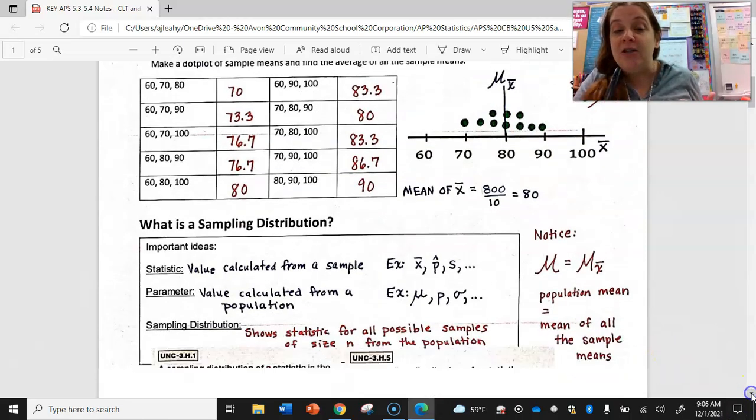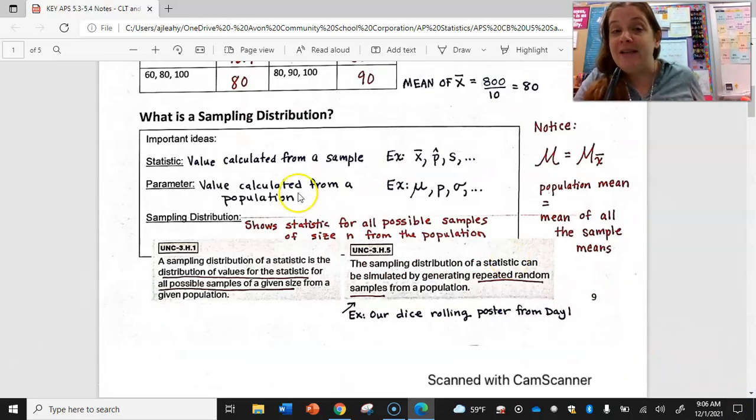So a sampling distribution is basically like this. We start with a statistic. A statistic is a value calculated from a sample, like x bar, p hat, and s. So sample mean, sample proportion, sample standard deviation. A parameter is a value calculated from a population. So we've got mu, the population mean. We have p, the population proportion. And we have sigma, the population standard deviation.